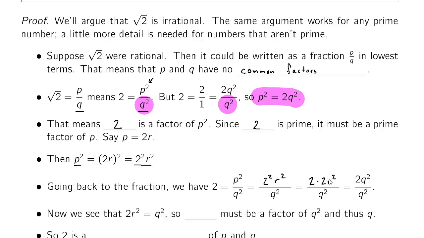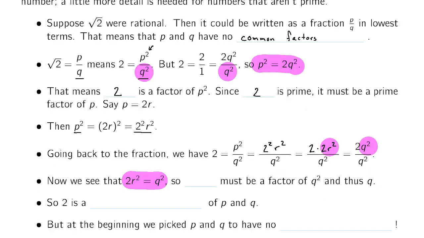But now we have these two fractions that are equal. Denominators are equal, so their numerators have to be equal. So in particular, 2 times 2r squared is the same as 2 times q squared. That means 2r squared is the same as q squared. Okay, but now we have the same thing happening that we did earlier. 2 must be a factor of q squared, and it must be a factor of q.